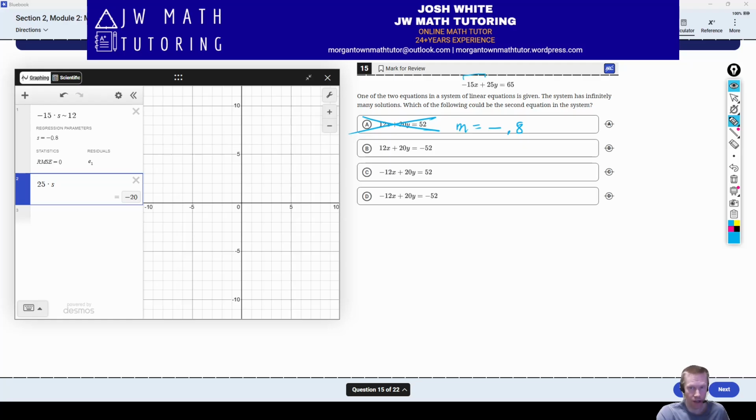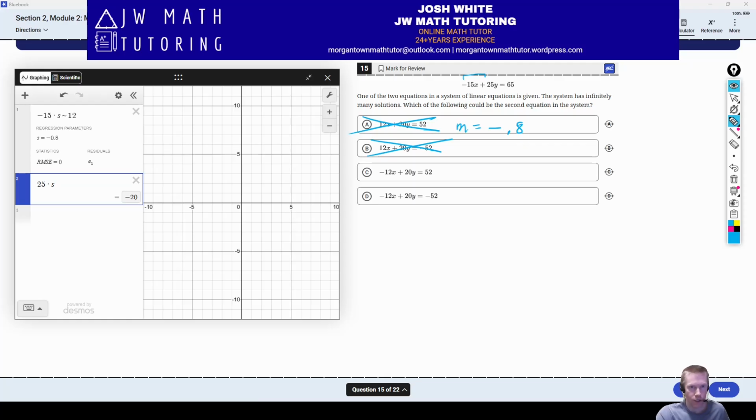Also notice their signs are opposite. So therefore, in the correct answer choice, the x and y have to have opposite signs. They can't have a negative and a positive here, and then both be positive, or say both be negative, if it's an infinite solution thing, meaning it's the same line twice. So that also rules out B, by the way.